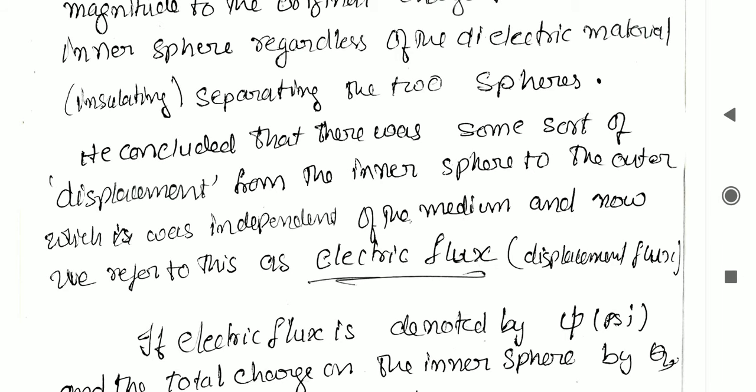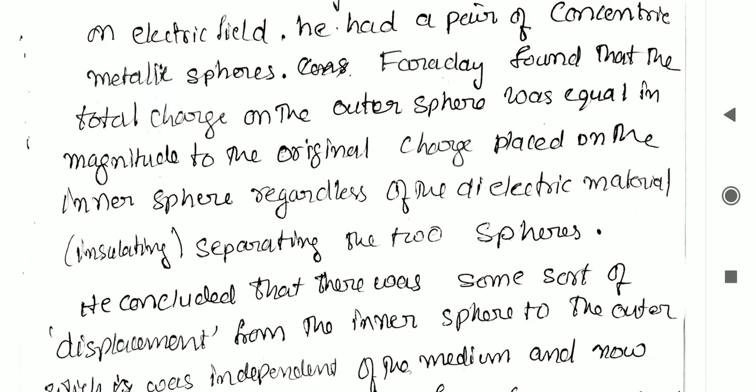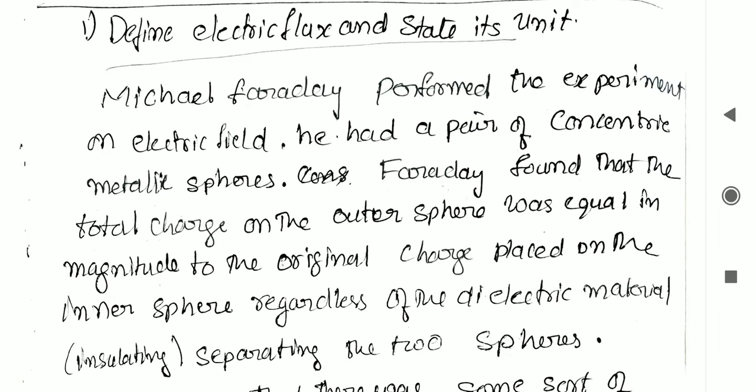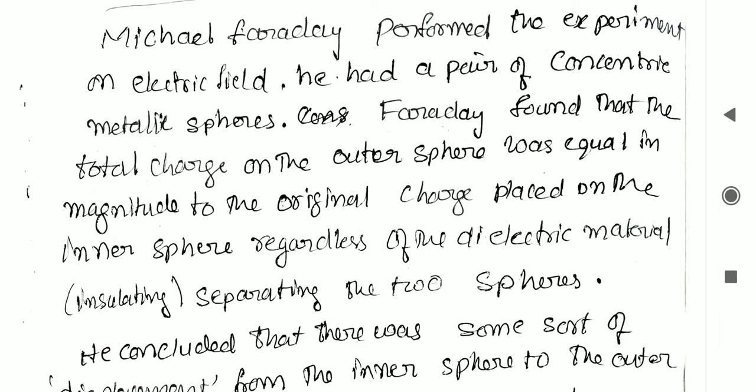So from that he concluded that, once again I read it. Michael Faraday performed the experiment on electric field. He had a pair of concentric metallic spheres. Faraday found that the total charge on the outer sphere was equal in magnitude to the original charge placed on the inner sphere, regardless of the dielectric material separating the two charges.